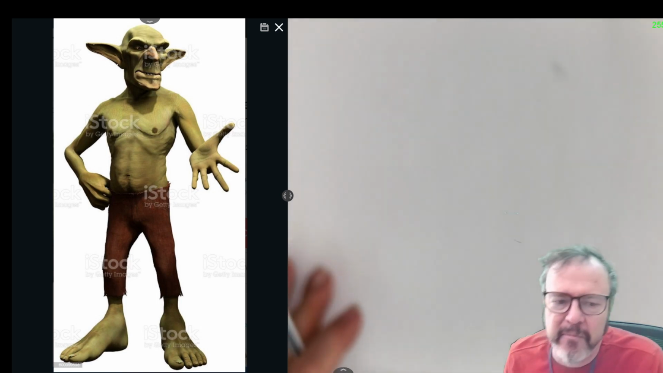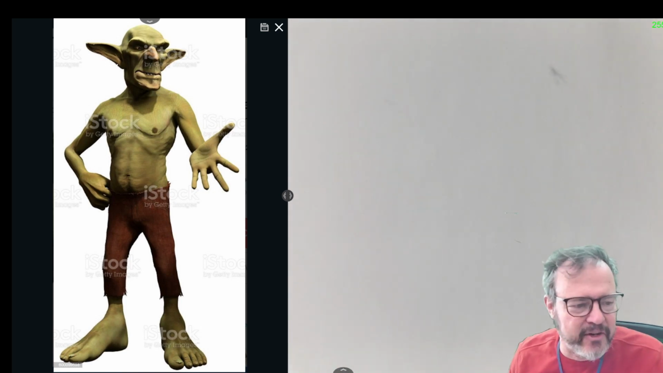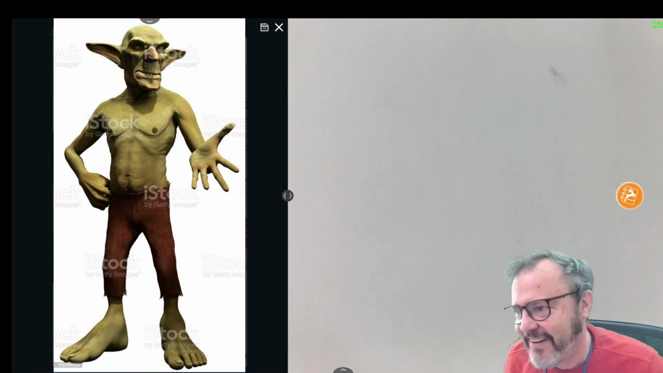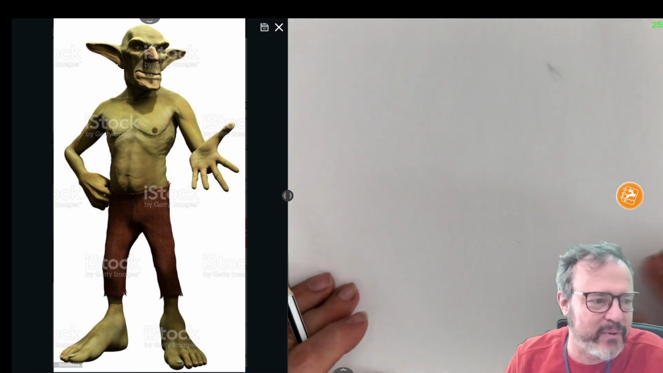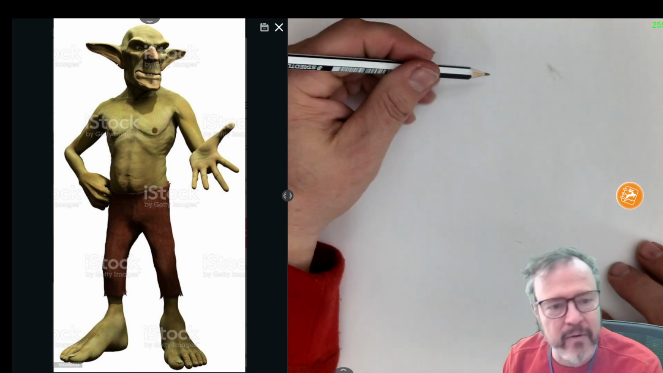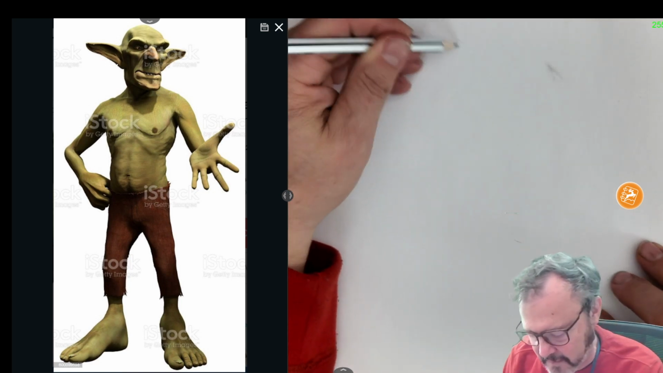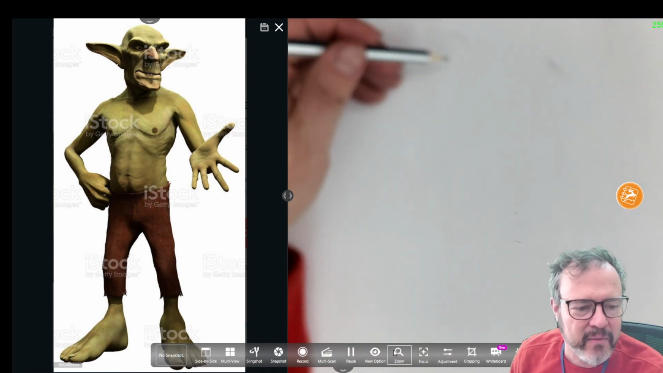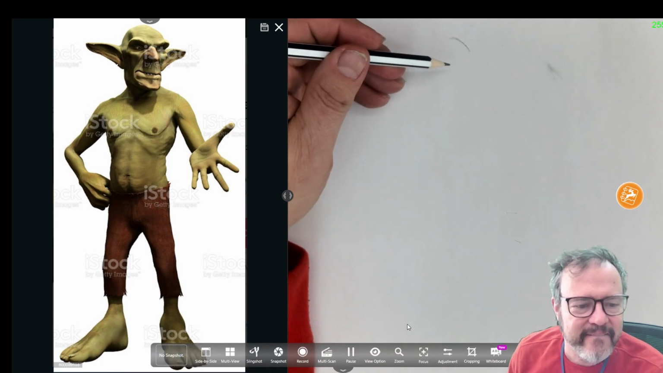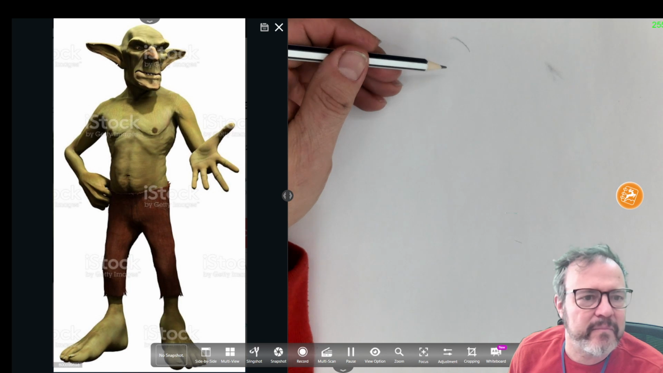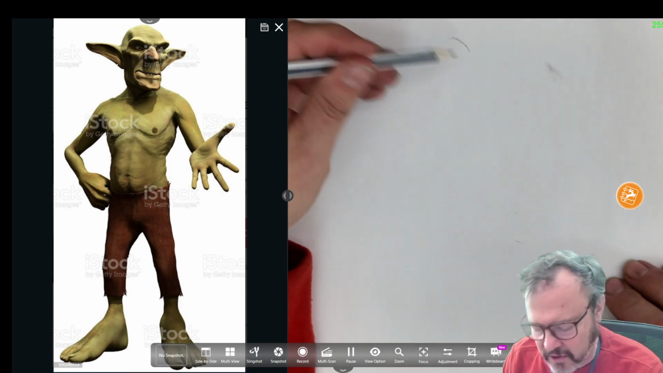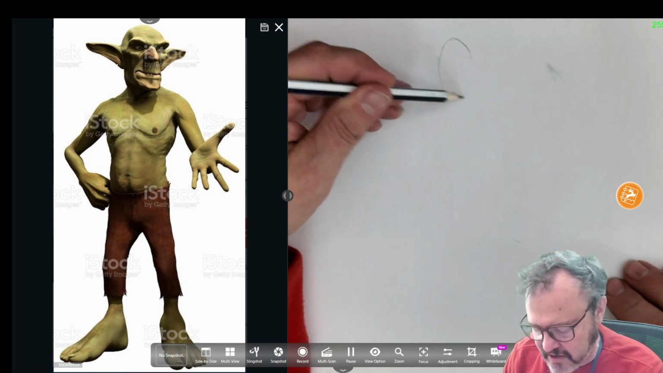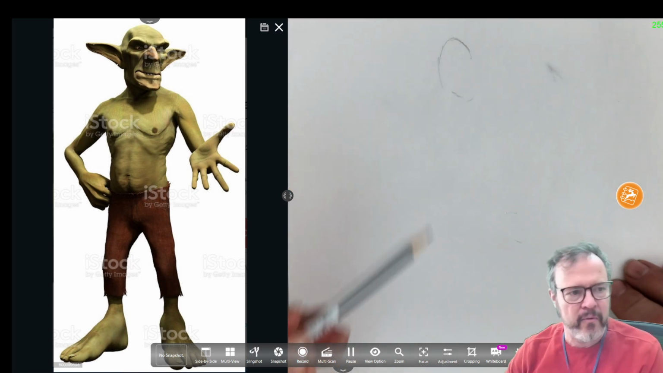Hey, welcome back, everybody. One of my favorite subs requested a Goblin drawing, so that's what we're going to do today. Apologies to Getty Images. We are going to start by noticing that this Goblin's proportions are not those of a human.